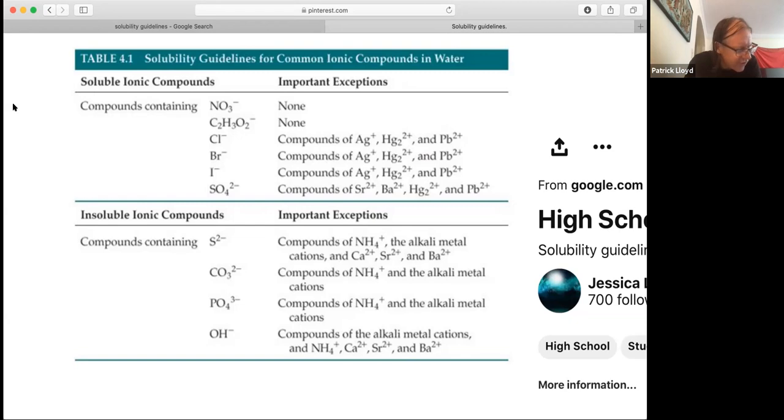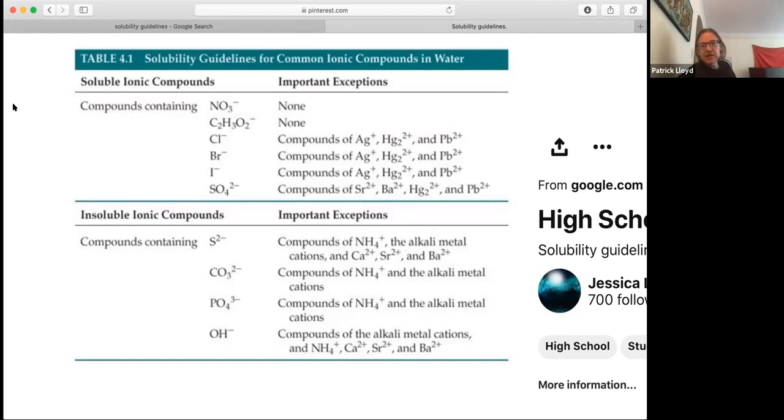But notice those three have some exceptions. The exceptions are if they're combined with silver, Ag+, mercury, Hg2 2+. It's actually a peculiar form of mercury called mercury(I), which is not the most common form of mercury. So it's kind of odd that textbooks keep putting in mercury(I) there because almost no one uses it. It's really in there just for textbook questions. And lead, Pb 2+.